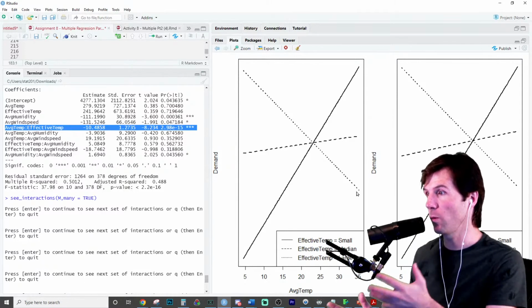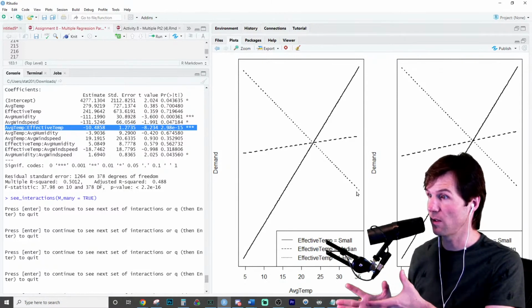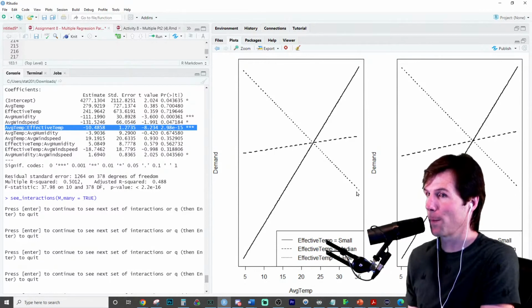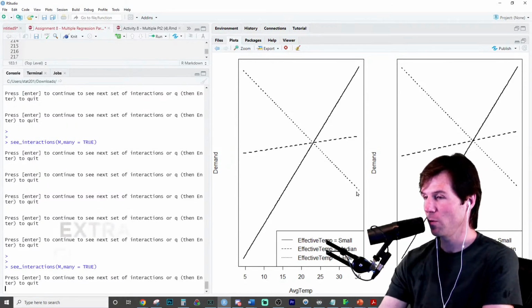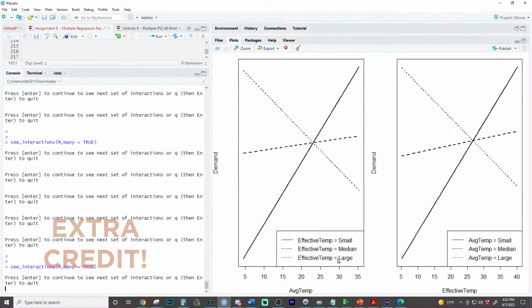Because if you know what interactions are, you'd say, well, both is true. 100 points right there. Both is true because it would really depend on the effective average temperature. If the effective average temperature is small, which is what the implicit lines on the chart show us, average temperature would increase demand when it's higher. But as effective temperature goes up, average temperature starts to have a not so strong relationship, and eventually average temperature has a negative relationship for large values of effective temperature.